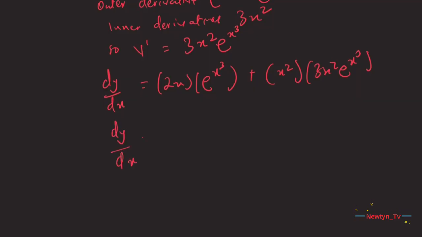So the simplification of this will be dy/dx equal to e exponent x cubed multiplying (2x plus 3x exponent 4). So this is our final answer for this. Okay, this is our final answer, and this is the end of this video.